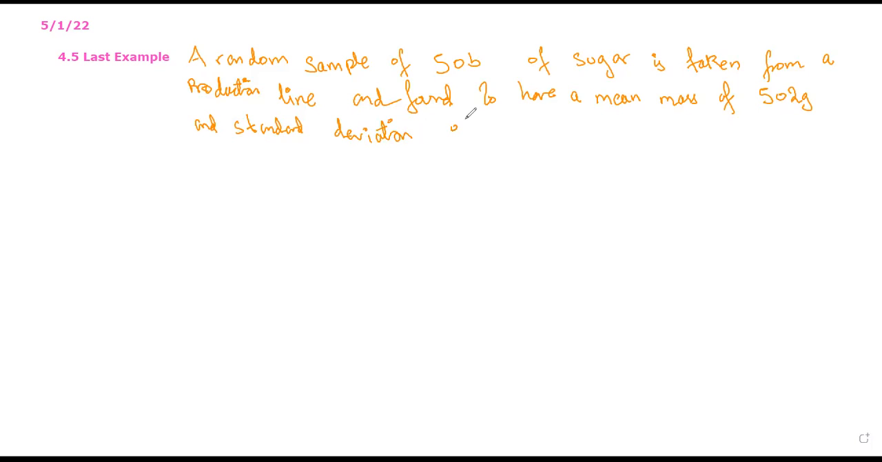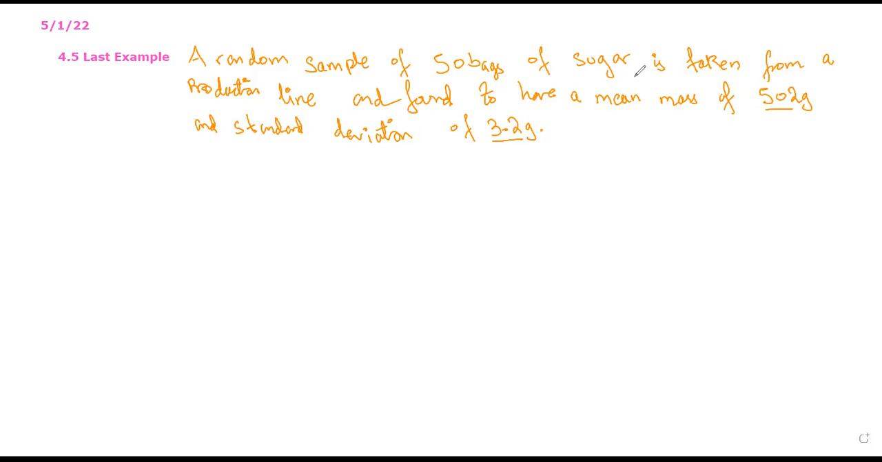Deviation of 3.2 grams. Okay. Now the question says, forget what the section was, forget that it's an example. Just think of it as a new class, right? So you have a question. The question says, a random sample of 50 bags of sugar is taken from a production line and found to have a mean mass of 502 grams and standard deviation of 3.2 grams.